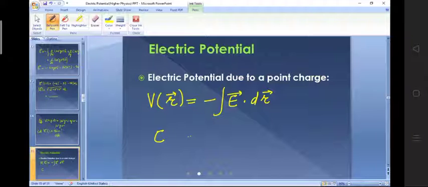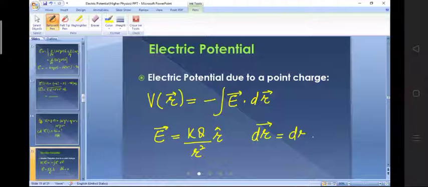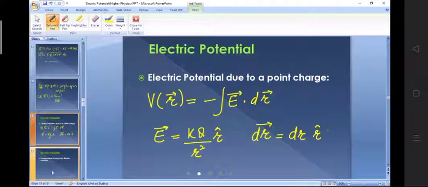And what is the electrostatic field due to a point charge? That's equal to K multiplied by Q divided by the radial distance squared, r square, multiplied by r cap, where r cap is a unit vector directed radially outwards. Then this dr can be written as dr multiplied by r cap. From there we can calculate the electrostatic potential.